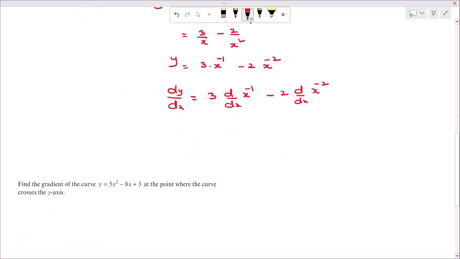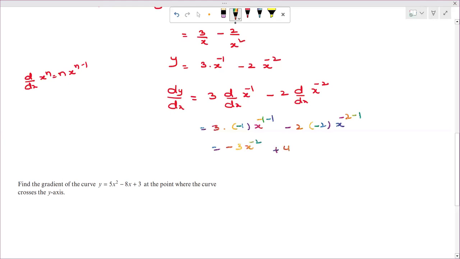Now we simplify this. The formula is d by dx of x to the power n is equal to n into x to the power of n minus 1. So 3 into n, which is minus 1, into x to the power of n minus 1. For the second term, n is minus 2, n into x to the power of n minus 1. Minus 3, and minus times minus 2 gives plus 2 into 2, which is 4, x to the power of minus 3. It will be minus 3 by x square plus 4 by x cube.